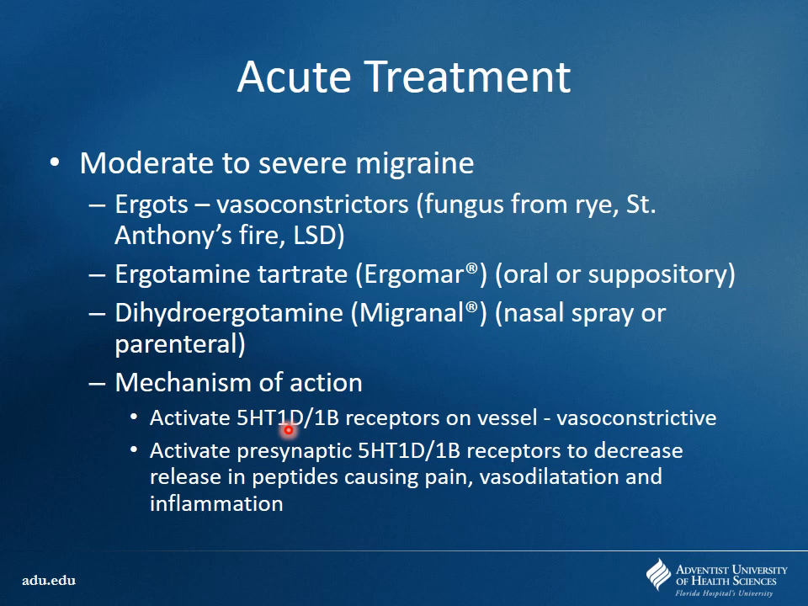They'll activate those receptors and it will cause vasoconstriction. Okay. So they can also help with some of the release of a lot of pain-causing peptides. So think about substance P, other pain-causing peptides. They can actually help to prevent some of that release as well and decrease some of that inflammation. So a little bit different mechanism on the presynaptic side, but the main thing is causing the cerebral vessels to squeeze down. Okay.